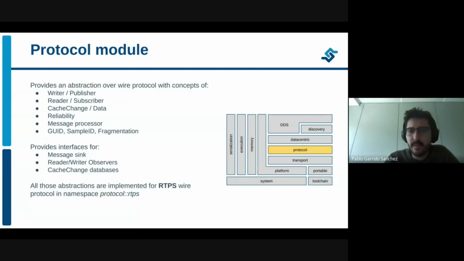Here, the user will find concepts of a writer, reader, a cache change, reliability in terms of the wire protocol, GUIDs, and message processors, and all the things that are related to the wire protocol. And of course, we provide an RTPS implementation. This is why we need to be compatible with other DDS vendors. So we need to provide an RTPS implementation.